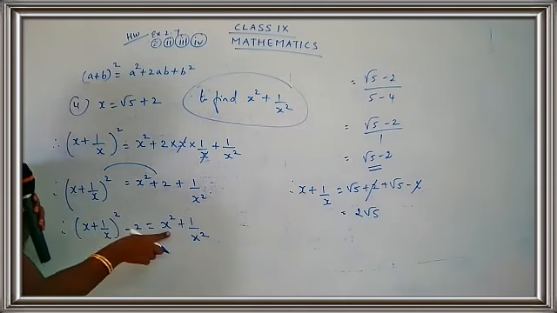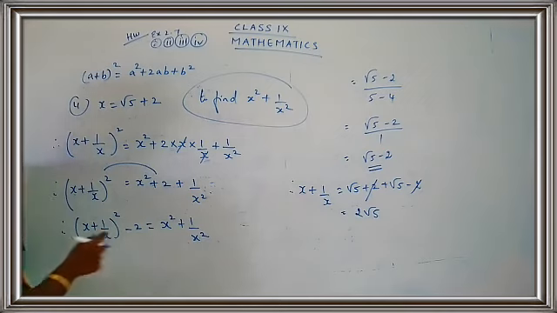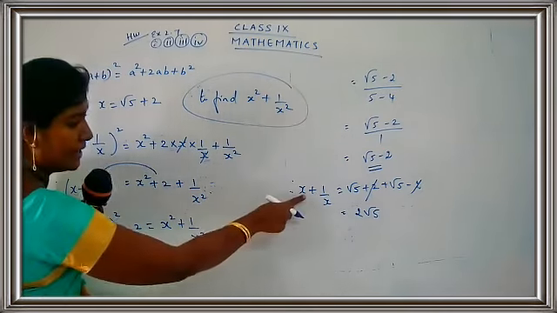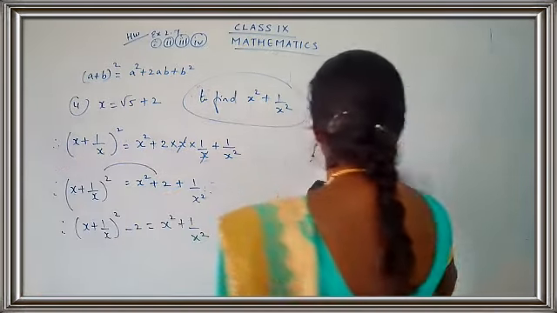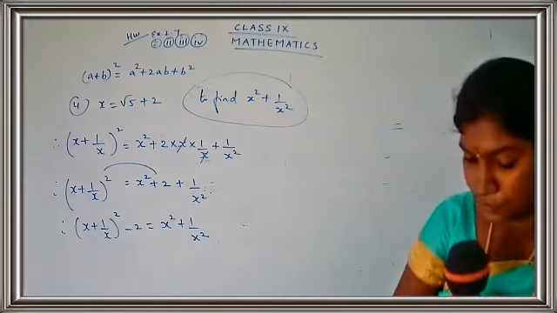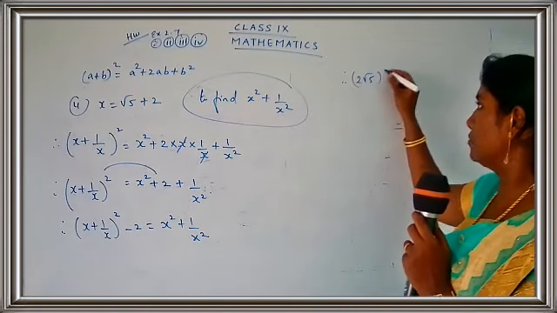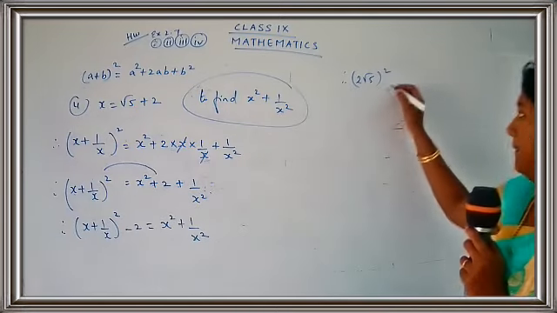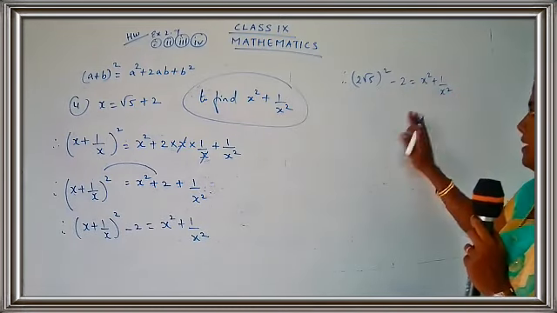This is what I have to find out, yes, children? I want to find out x square plus 1 by x square. I know the value for x plus 1 by x. What is the value for x plus 1 by x? It's 2 root 5. Just put here the values. Therefore, 2 root 5 the whole square, because your square is there, minus 2 is equal to x square plus 1 by x square.